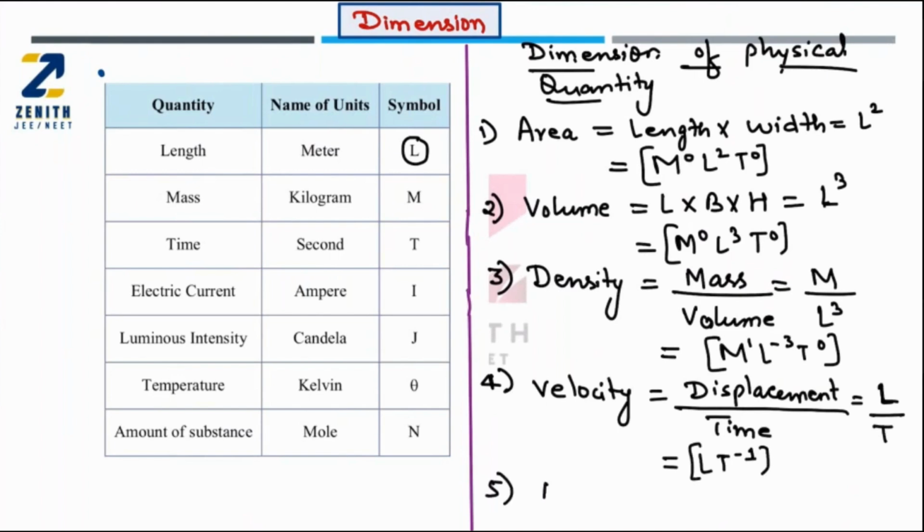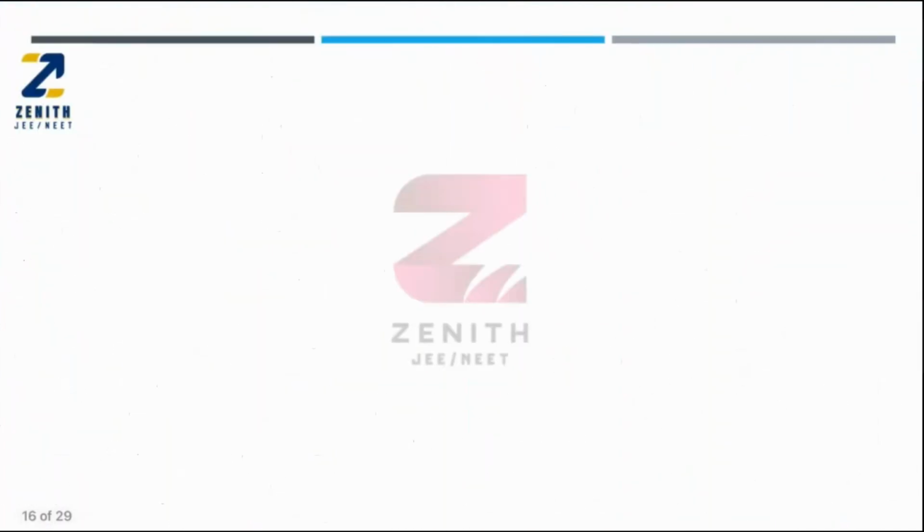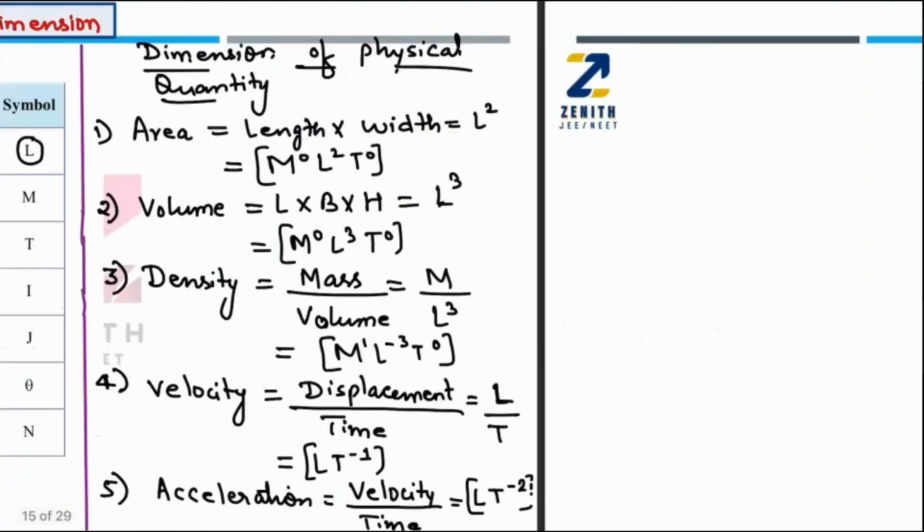Now if you want to do for acceleration, which is nothing but velocity और टाइम का रेशियो है, ये बन जाएगा L T minus 2. Or if you want you can add M also in front of this, the power will be 0. Okay, now there are some other physical quantity I want to give you the dimension.